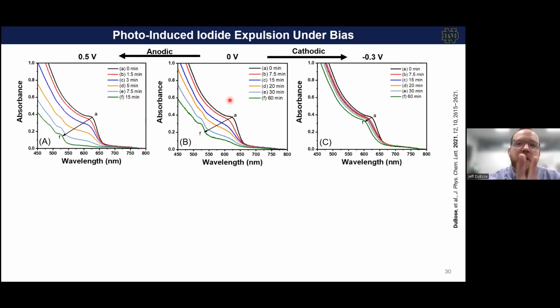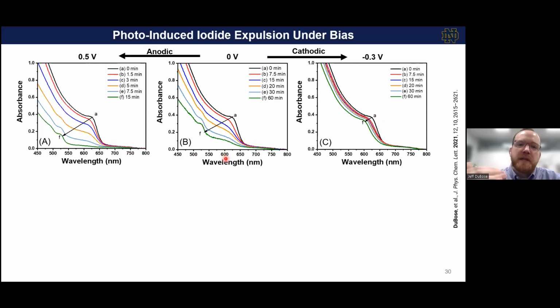And similarly, if we go in sort of the cathodic direction, what we see is at negative 0.3 volts versus silver chloride, over the time course of 60 minutes, we only get maybe like a 20 nanometer blue shift, but not nearly the same degree of change that we were seeing at these other potentials. So directly, we're seeing this influence of applied potential on this photo-induced process.